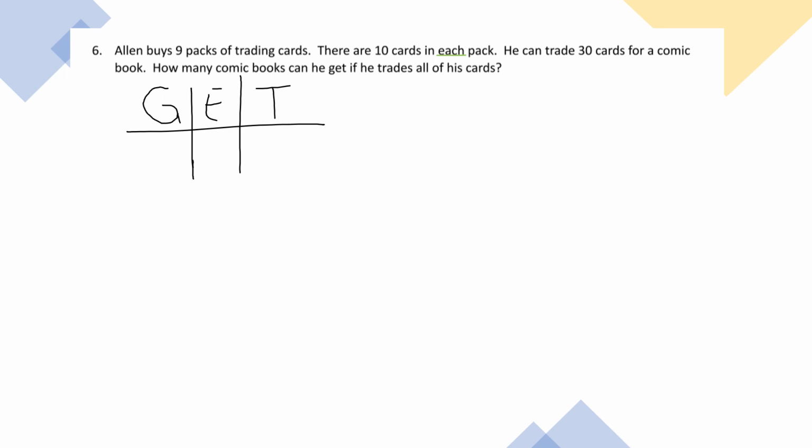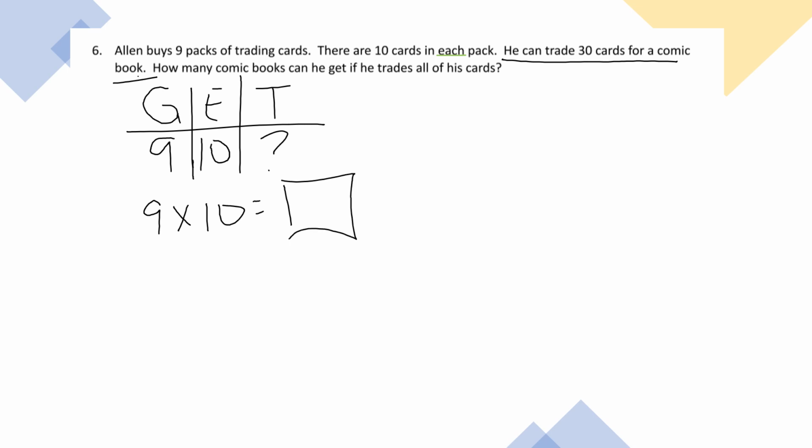So Alan buys 9 packs of trading cards. 9 packs. There are 10 cards in each pack. He can trade 30 cards for a comic book. Well, that's information, but that's not my total. How many comic books can he trade if he trades all of his cards? So first of all, I need to find out how many cards he has. All right, so he has 9 times 10 cards.